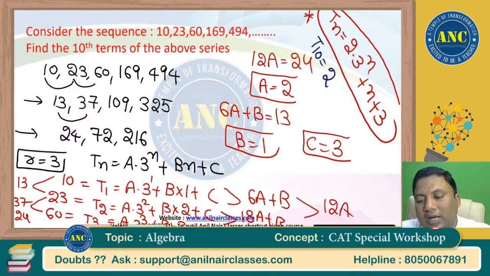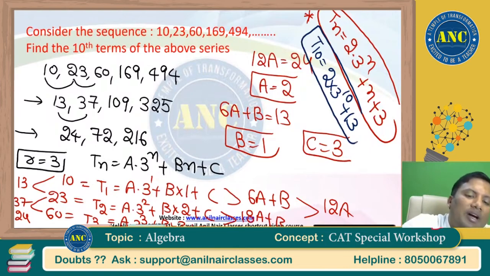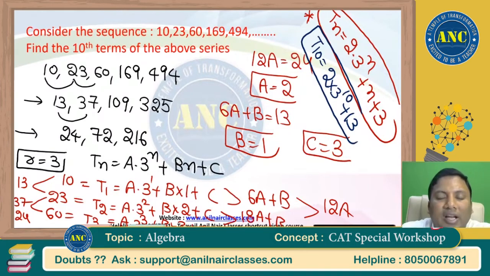So the 10th term is 2 into 3 power 10 plus 10 plus 3, which is the value of T10. I hope the idea is clear. So it is 13, 37, 109, 325, and 24.